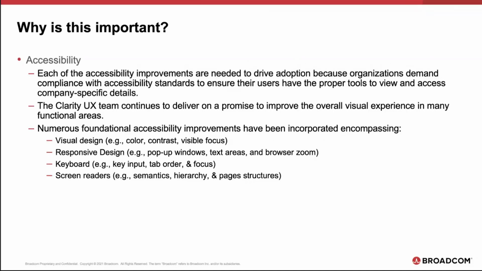And as I mentioned, each accessibility improvement considers these four pillars across visual design, looking at color, contrast, and visible focus. It's very important. Responsive design, looking at pop-up windows and browser zoom. Keyboard navigation, of course, is critical with input fields, tab order, and visible focus. And then screen readers leverage that visible focus so it understands the page semantic and page structures.